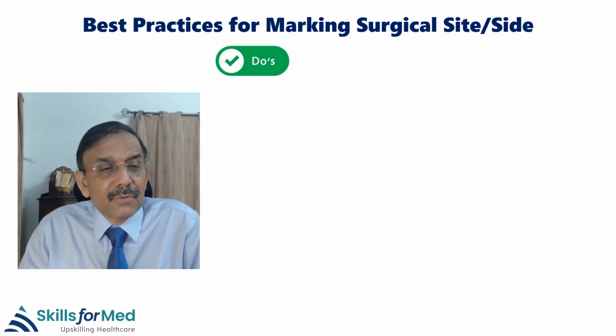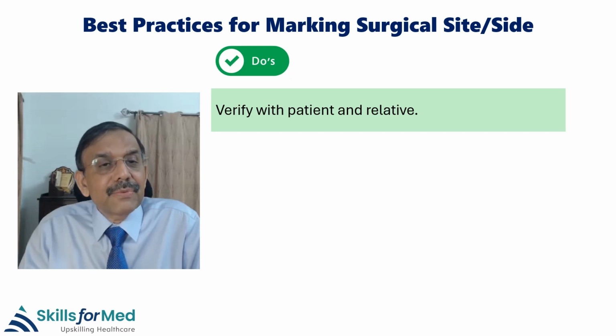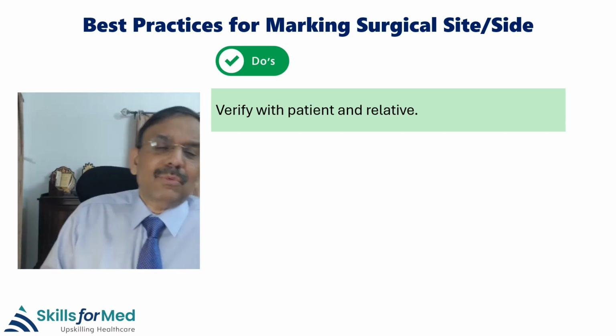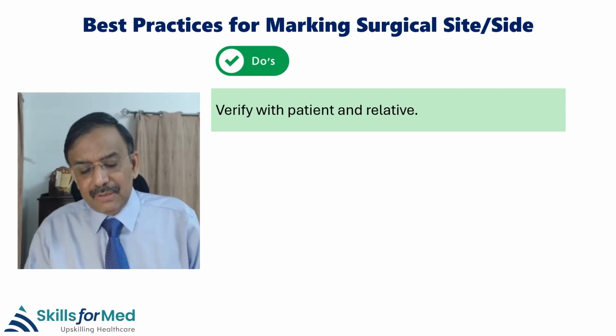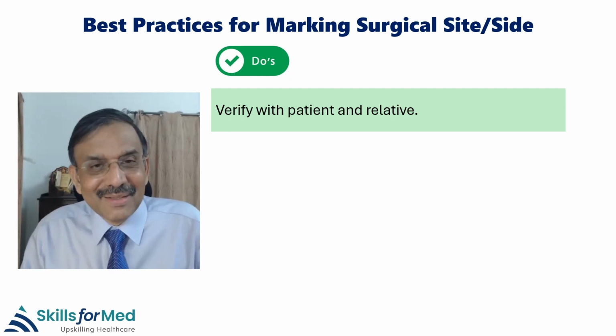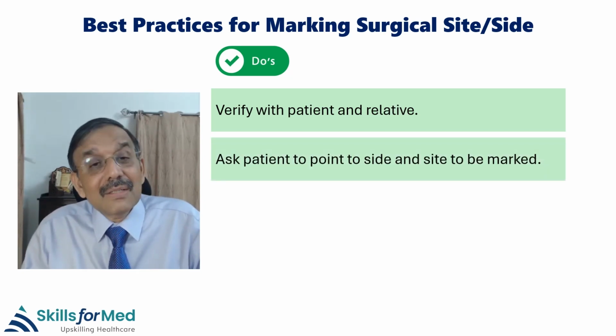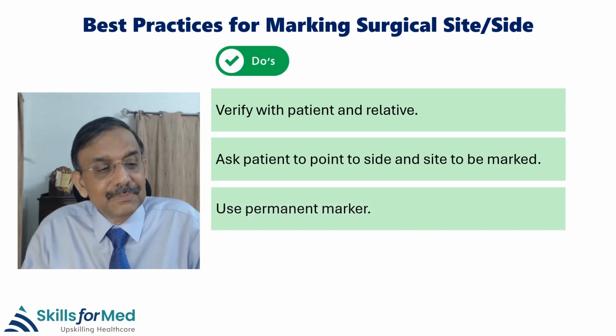So first the do's, what you should do: verify with the patient and relative. Each of these things, if you see, it is very, very important to involve the patient. Patient engagement is very important. They know which side the problem is, right? So before marking, involve the patient and the relative. Ask the patient to point out which side and where the surgery is going to take place, as has been explained by the surgeon. Then you check your notes, you check your imaging reports, confirm it, and then mark with a permanent marker.